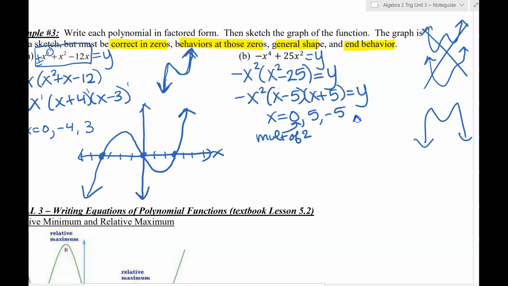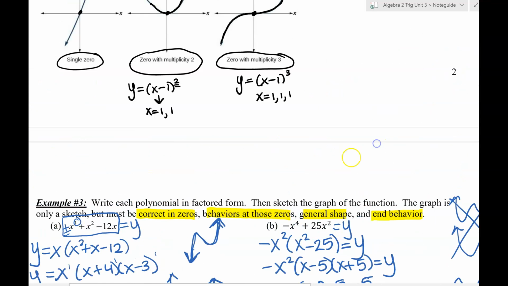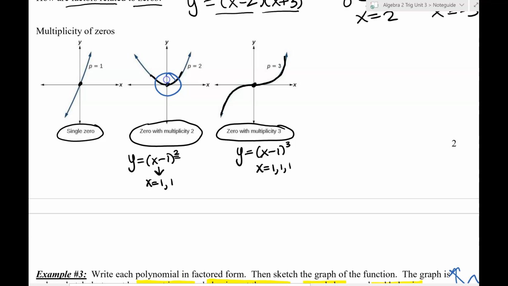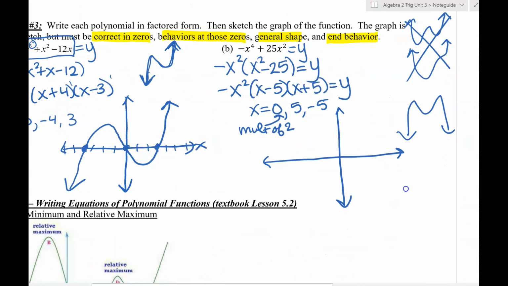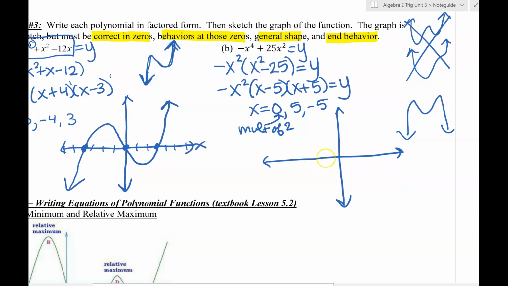That means its behavior is going to be different than just crossing through the x-axis. It's going to behave like we saw in this visual up here, that it's going to actually act like a turning point at that 0. And that's going to be important to drawing the shape and behavior at the zeros correctly on this graph. So I'm going to mark all of the zeros at 5, -5, and at 0.